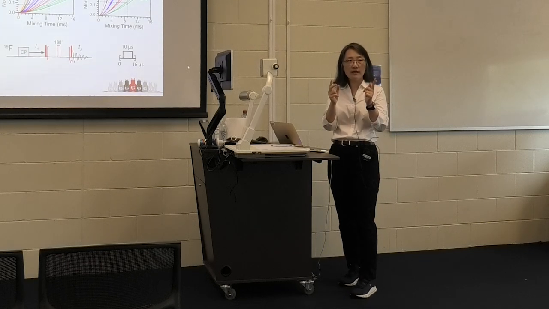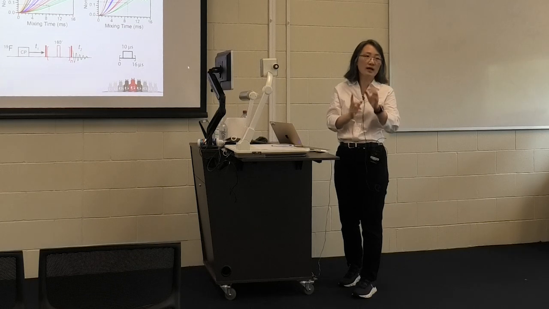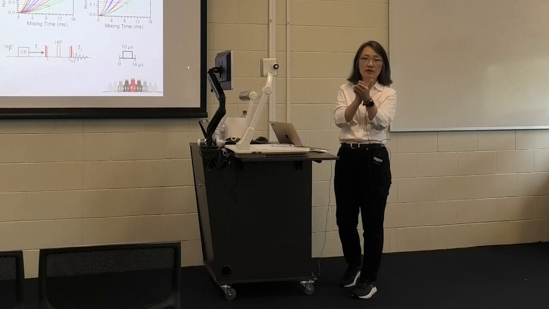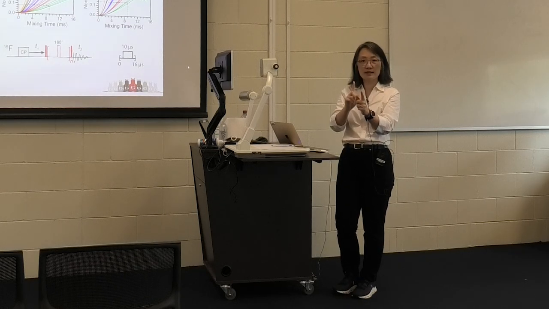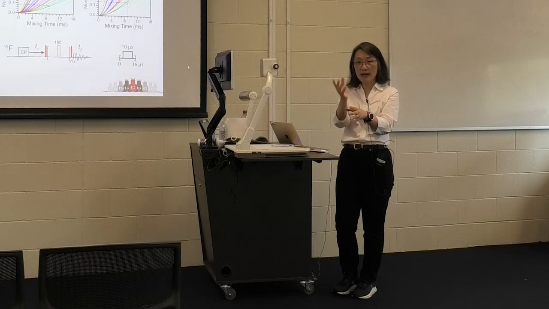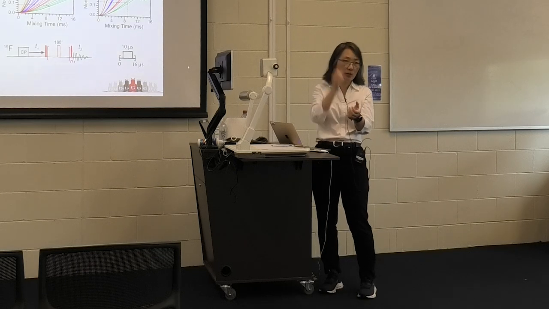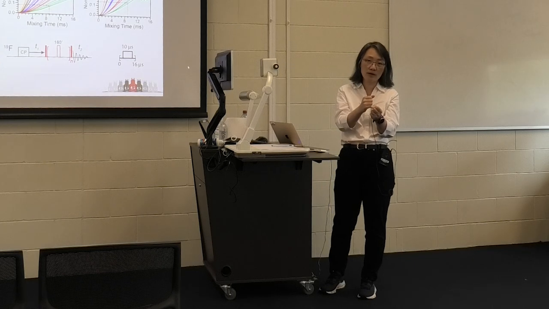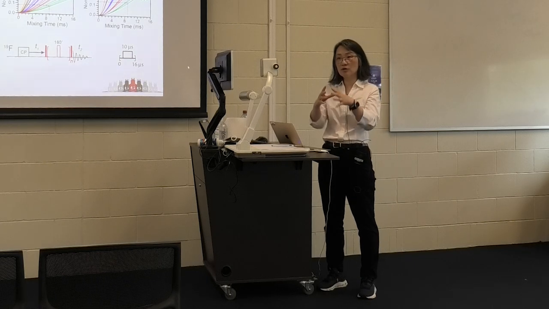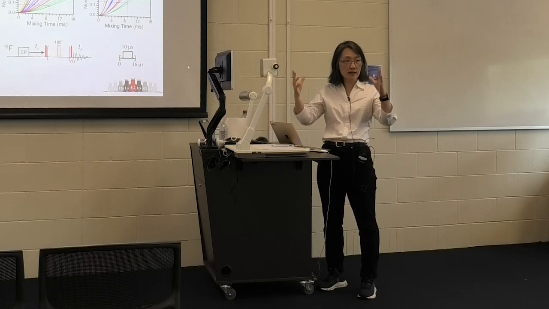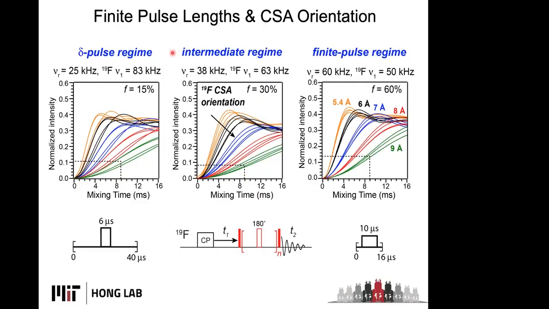Normally, we think that our pulses are infinitely short delta function pulses. They happen instantaneously compared to any of your magic angle spinning. This is the old way, when you don't spin all that fast and your pulse field, RF field, is very strong. Now you're spinning very fast, your pulse is taking up a chunk of your rotation period. So how does this affect the mechanism of dipolar magnetization transfer? This set of simulations addresses that point.